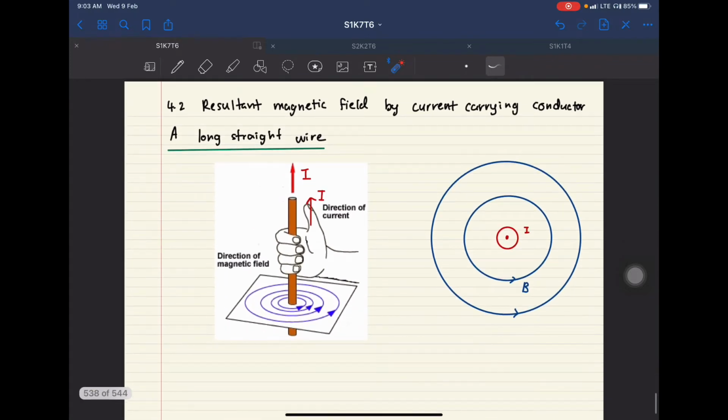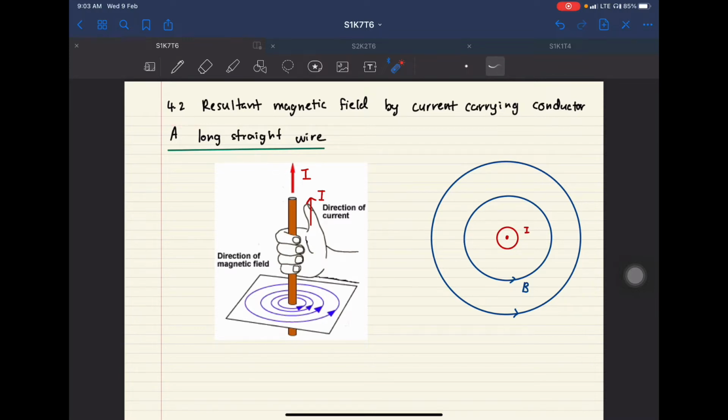Okay, that's it for 4.1. Again, you just need to be able to draw the magnetic field line for different examples, and then you need to understand what is actually magnetic field line itself. For 4.2, you have to calculate a little bit.